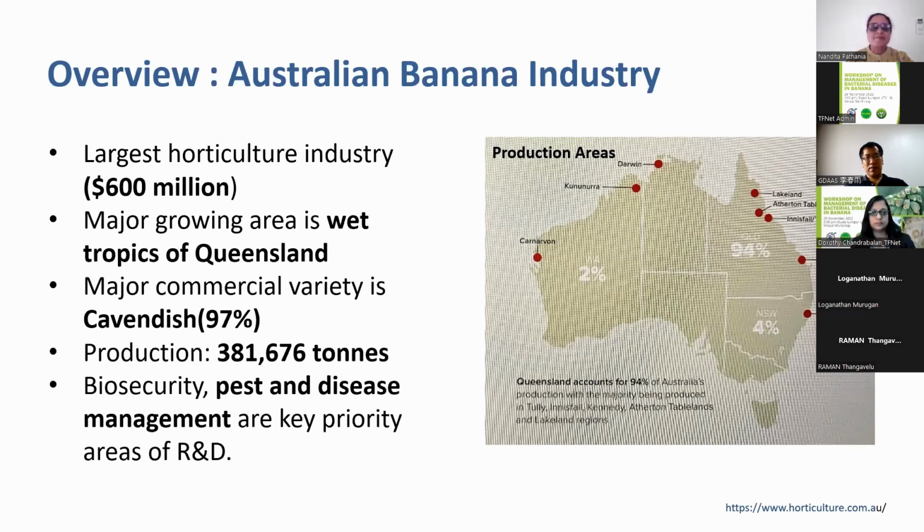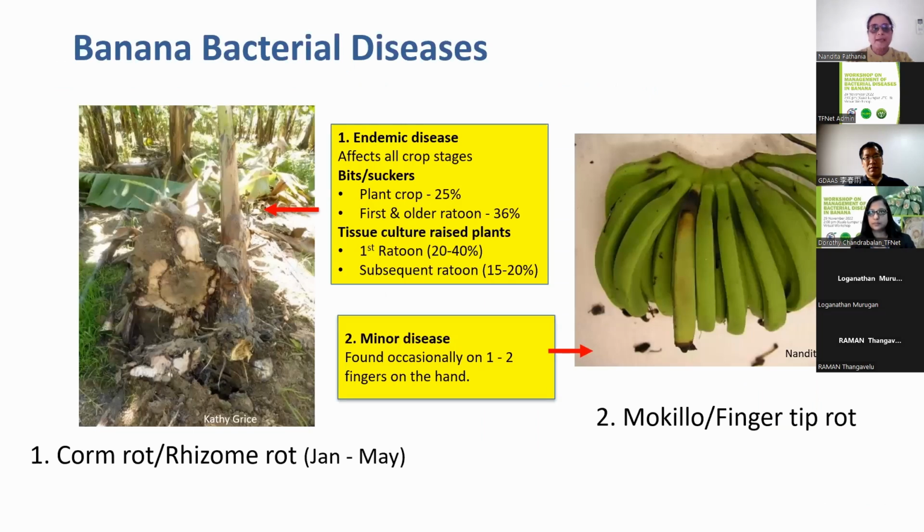Biosecurity is the major concern of the Australian banana industry, and pest and disease management are the key priority areas of research and development. Regarding banana bacterial diseases, corm rot and moko disease are the major concern among banana growers. Corm rot is an endemic disease to Australia, and it affects all crop stages. In plantations raised through bits and suckers, the major incidence of disease has been seen on first and older ratoons, which contributes about 36% losses to banana production.